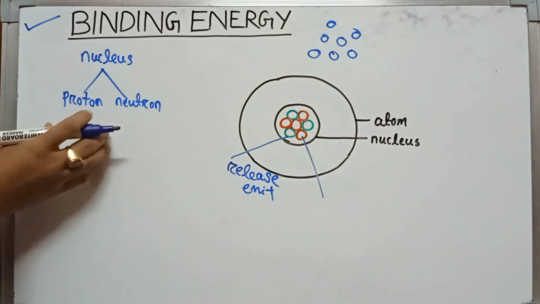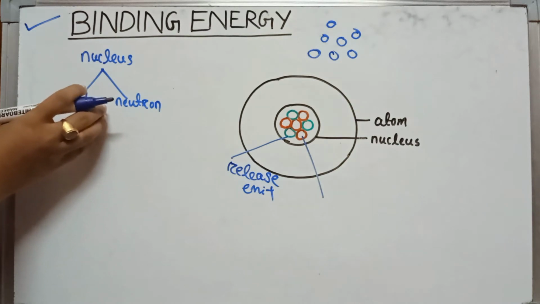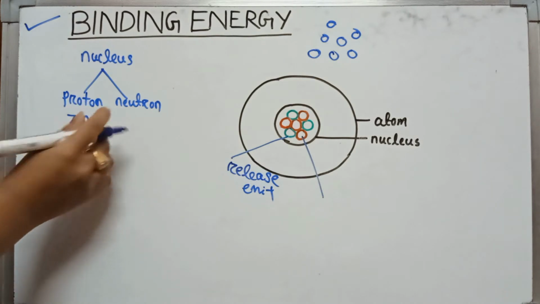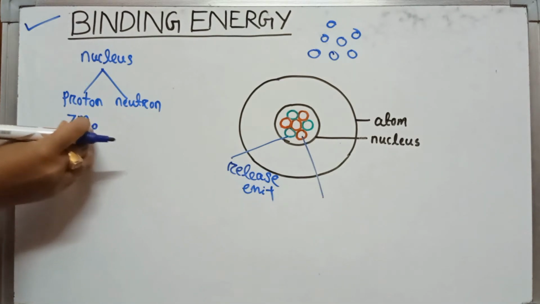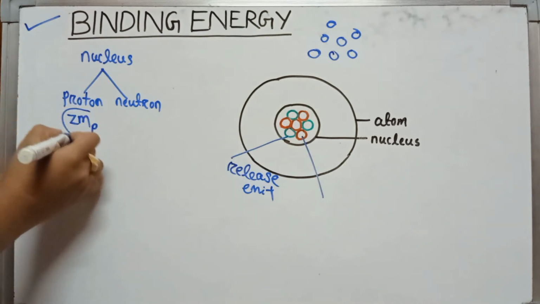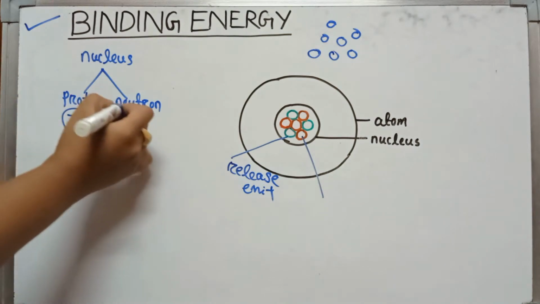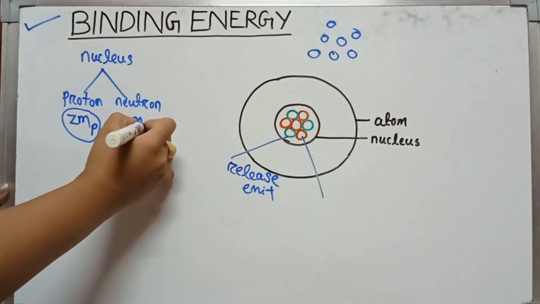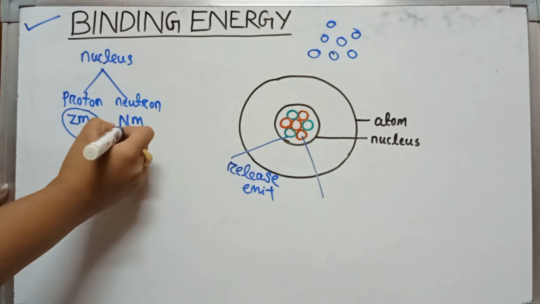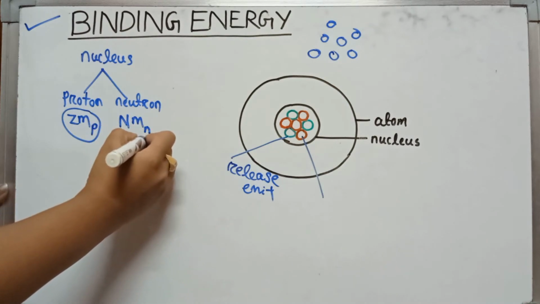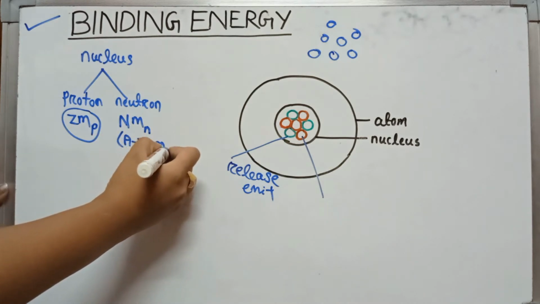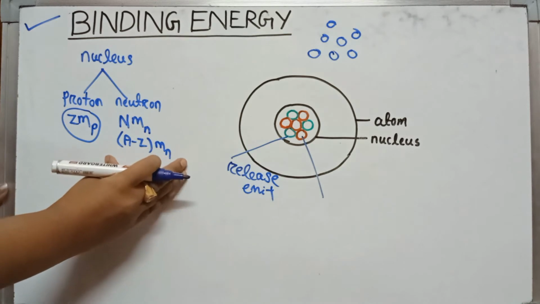When we take the mass of all protons, that is equal to Z Mp, where Mp is the mass of one proton and Z is the number of protons, so the total mass of protons is Z Mp. And the mass of one neutron is Mn, and the number of neutrons is N, where N equals A minus Z. In the place of N, we put A minus Z, times Mn. That is the total mass of neutrons.